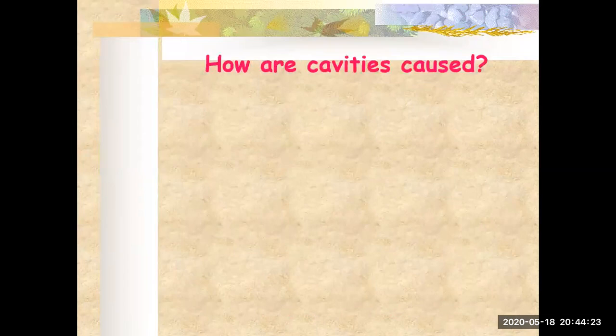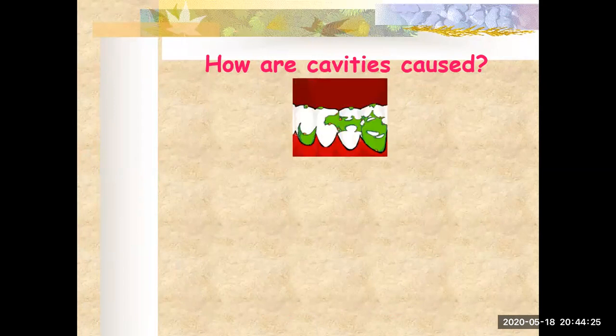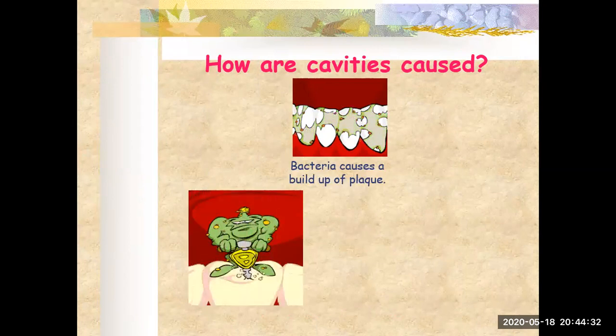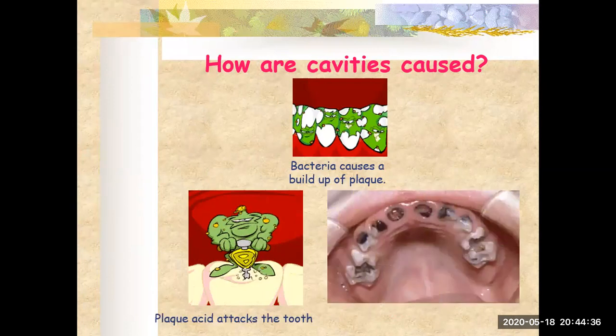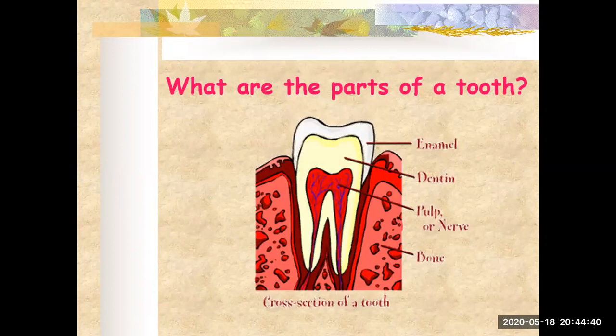How are cavities caused? Bacteria causes a buildup of plaque. Plaque acid attacks the tooth. The tooth eventually rots away. What are the parts of a tooth? We have the enamel, the dentine, the pulp or nerve, the bone, and this is a cross-section of a tooth.